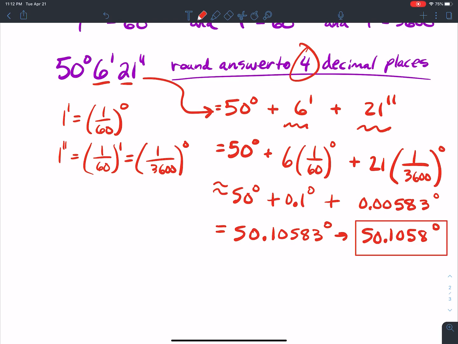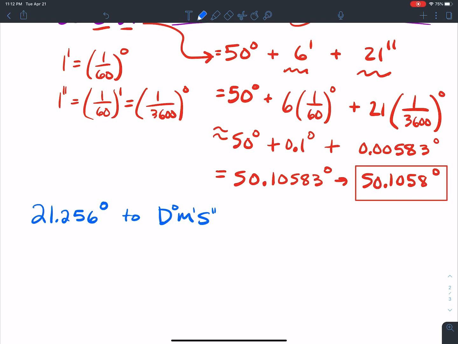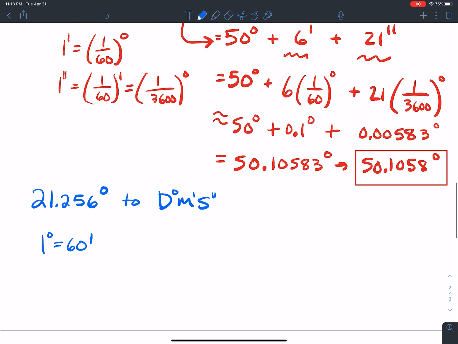Now, let's convert a decimal. Let's go the other way, and we're going to convert 21.256 degrees to the degree, minute, second form. Okay? So how do we do this? Well, what do we know? We know 1 degree is equal to 60 minutes, right? And I know that 1 minute is equal to 60 seconds. Right? So 21.256 is equal to 21 degrees plus 0.256 degrees. Okay?